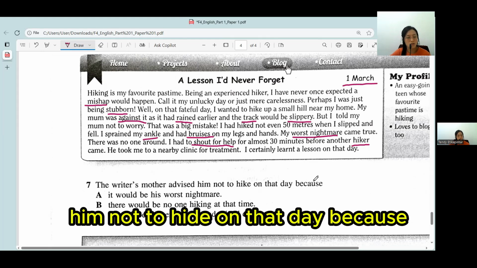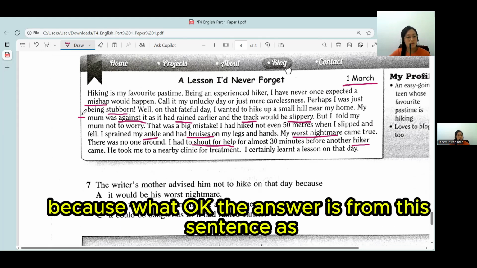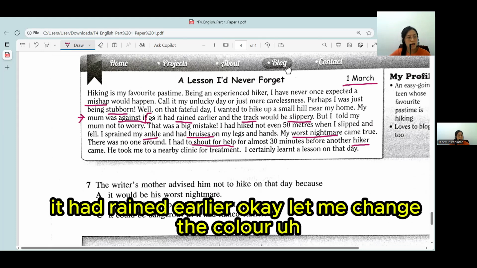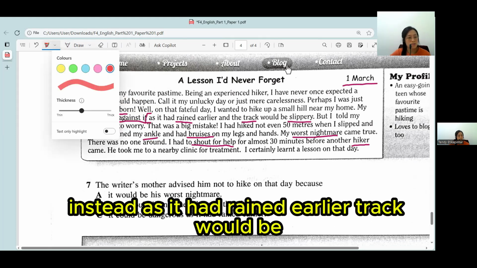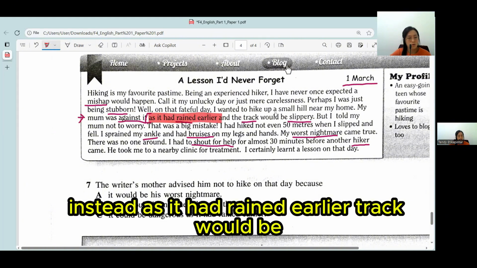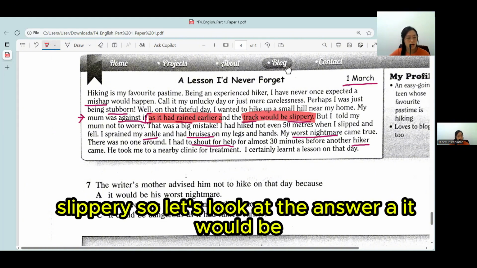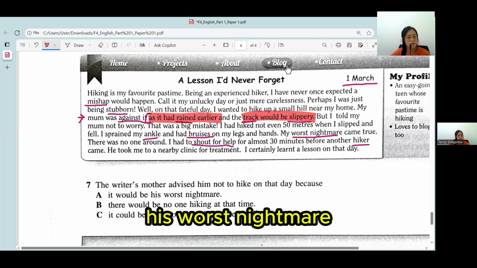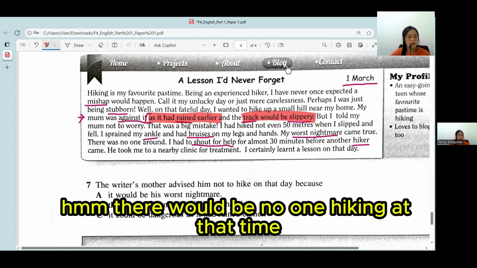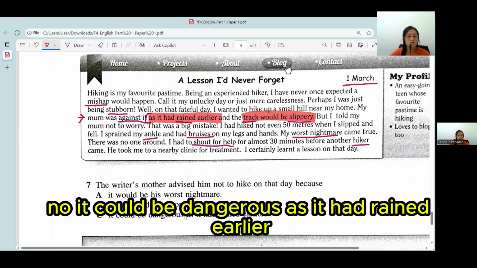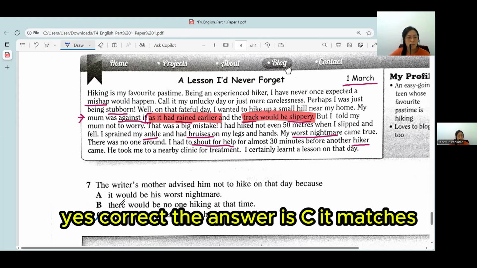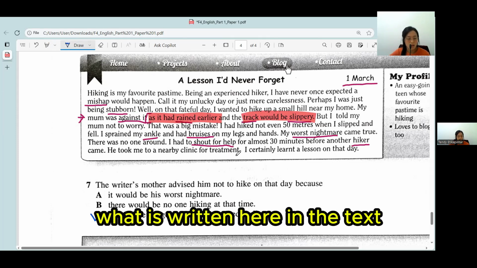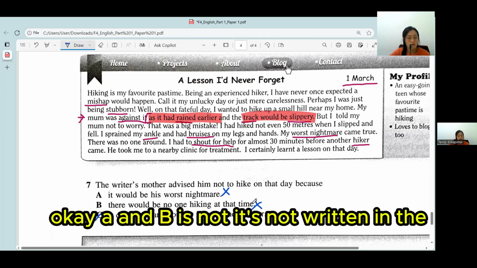So the writer's mother advised him not to hike on that day because what? The answer is from this sentence. As it had rained earlier. Let me change the color. Let me use highlighter instead. As it had rained earlier, track would be slippery. So let's look at the answer A. It would be his worst nightmare. There would be no one hiking at that time. No. It could be dangerous as it had rained earlier. Yes, correct. The answer is C. It matches what is written here in the text. A and B is not written in the text.